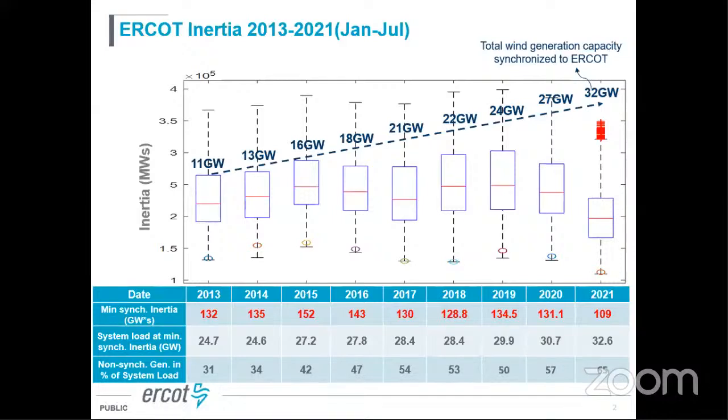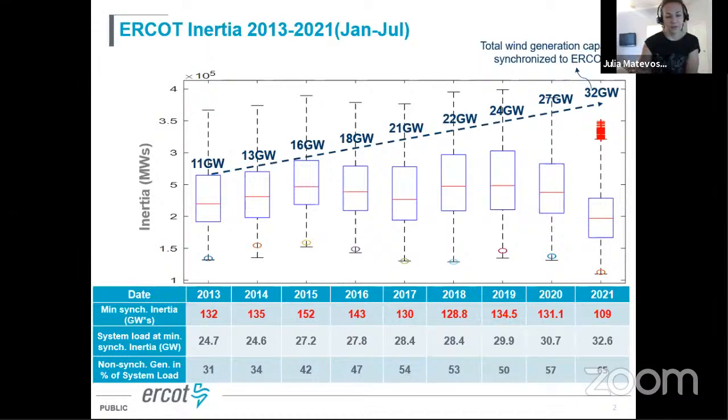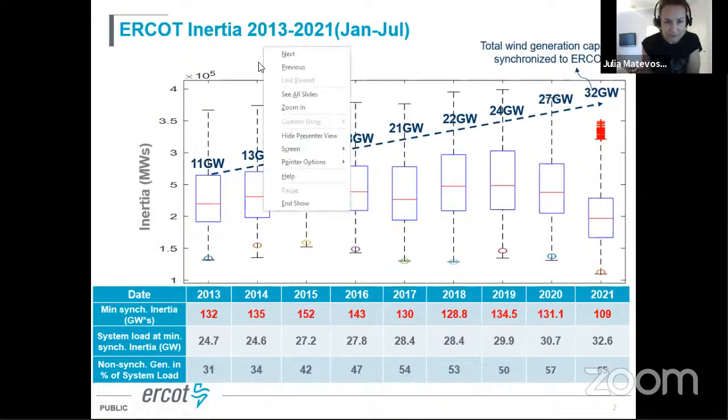All right. So my name is Julia Matevosyan. I'm lead planning engineer in ERCOT. So I'll jump straight in. I have here an inertia plot. Wait a second, I'll turn the camera on as well. So what you can see here is a box plot for inertia for the past 7 and a little bit years. So the box plot is showing 25th and, give me a second, I'll get the pointer.